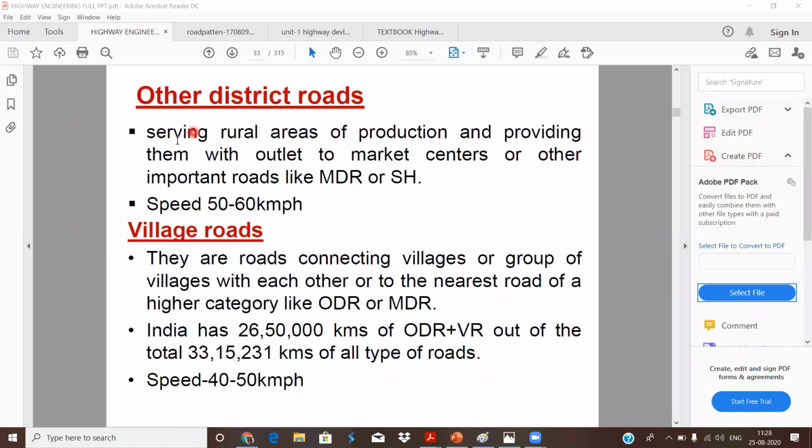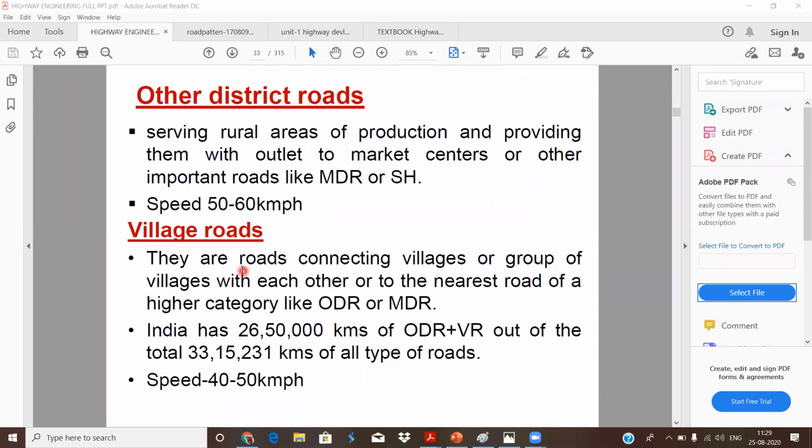Other district roads. These are also known as arterials of the major district roads. They serve rural areas of production and provide them with an outlet to market centers and to other important roads like major district roads or state highways. So these are rural areas of production and marketing places, like we said, Illandu, Kottagadam. Such roads are known as other district roads.